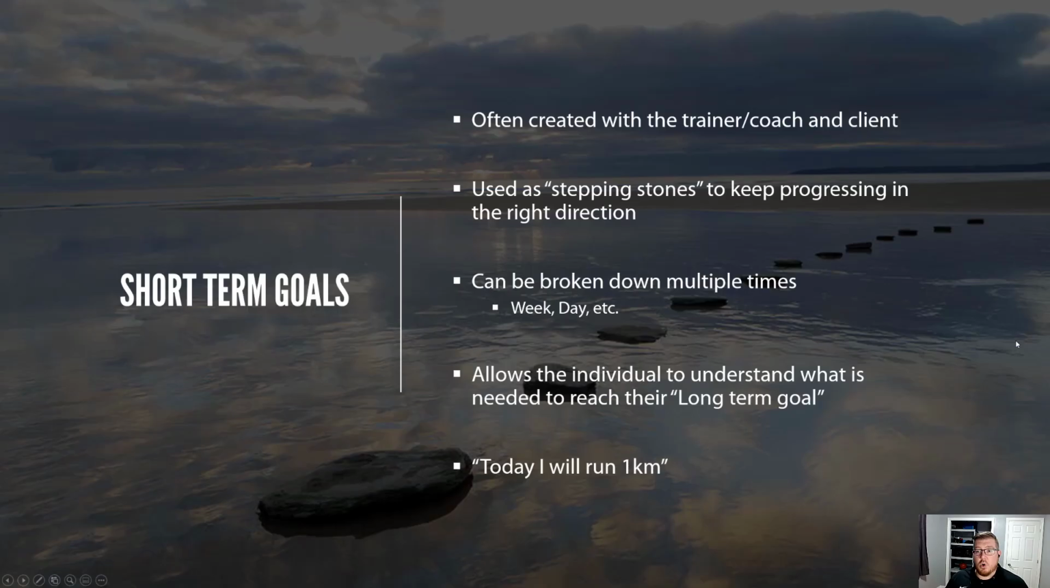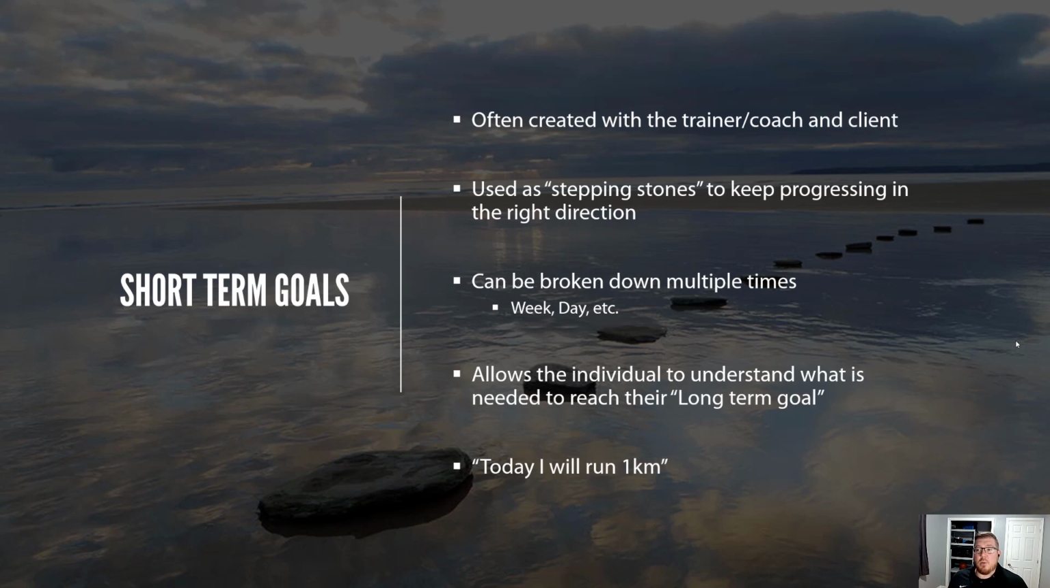So with that long-term goal, we also have short-term goals. If their long-term goal is to run a marathon, obviously we'll make that a little more specific, and I'll talk about how we do that later on. But we have short-term goals that build to that long-term goal. In general, the short-term goals are often created with the trainer and coach, or the trainer and the client together. Because the client usually comes in with some sort of long-term goal, and then it's the trainer's job to work with the client to create these short-term goals to achieve that long-term goal. I classify these as stepping stones to keep progressing in the right direction.